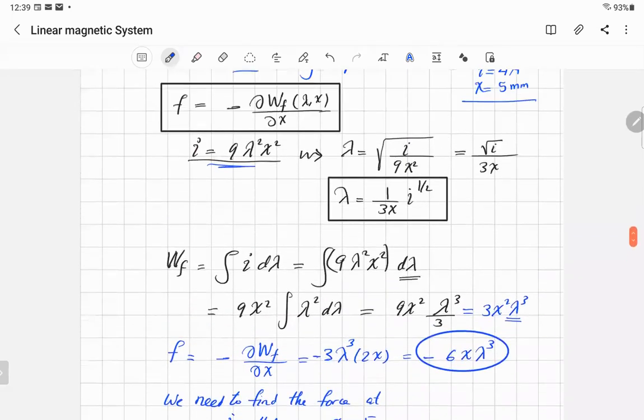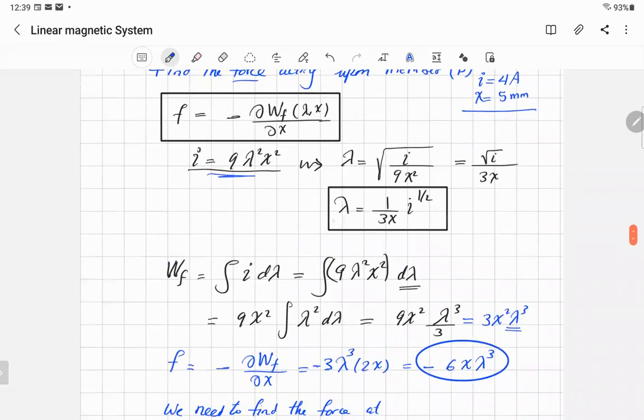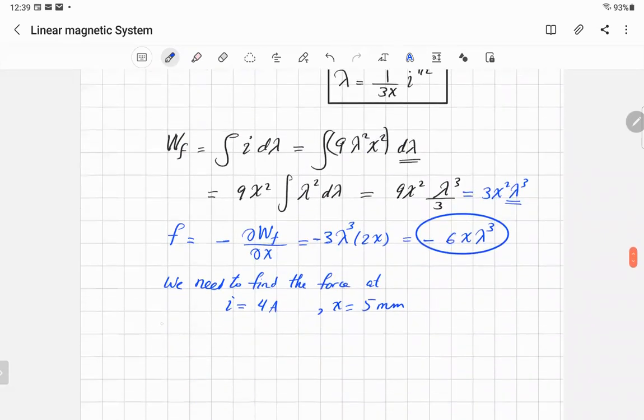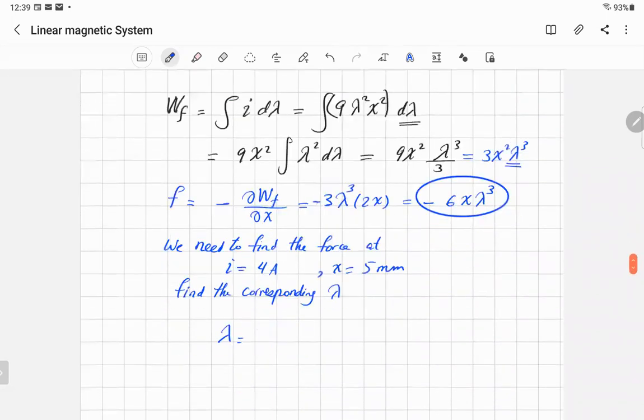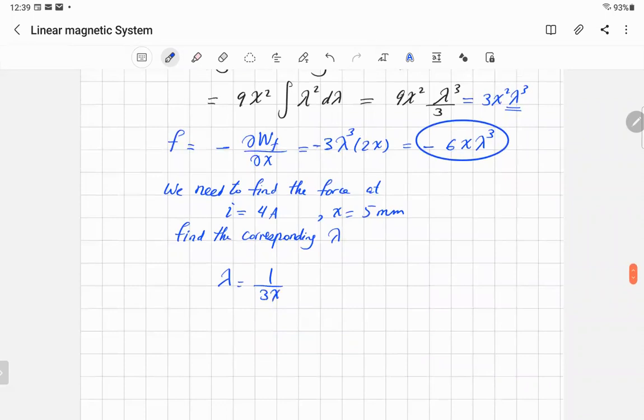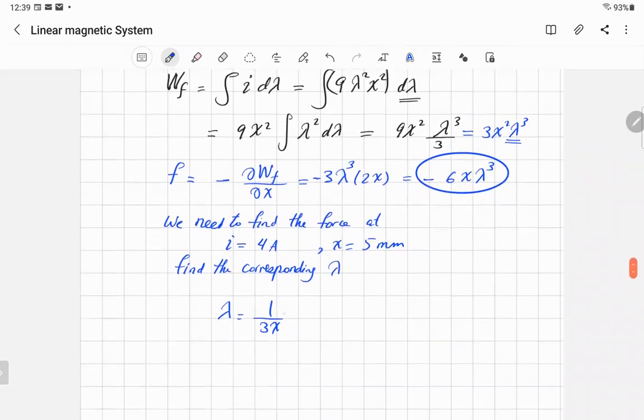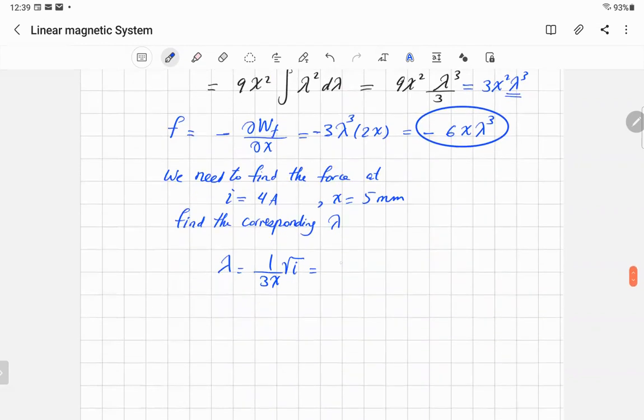According to the relationship, find the corresponding lambda. Lambda is equal to 1 over 3x times the square root of I. So you have 1 over 3. Okay, we've done it. Now I want to plug this into lambda to get the force.